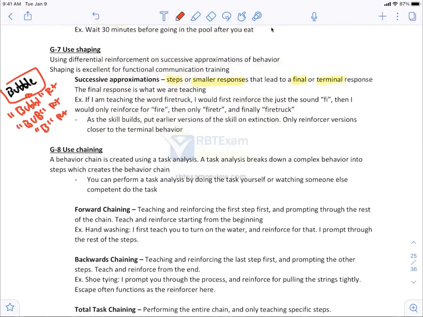Functional communication is the most obvious one of these, but also, like we just talked about, imitation and modeling, shaping, very important as well. If you want someone to raise both hands in the air, you might have to shape that from smaller and bigger amounts of raising their arms in the air. Okay. Shaping is really hinging on successive approximations.